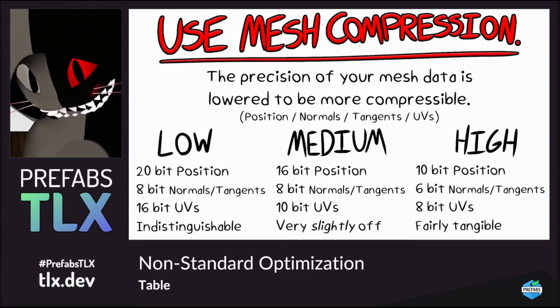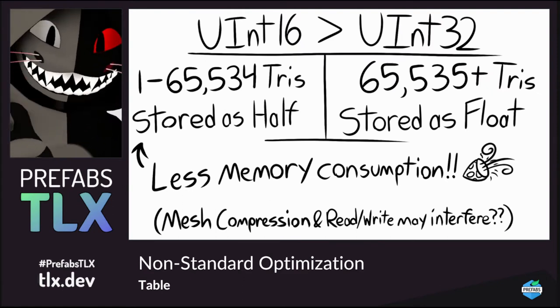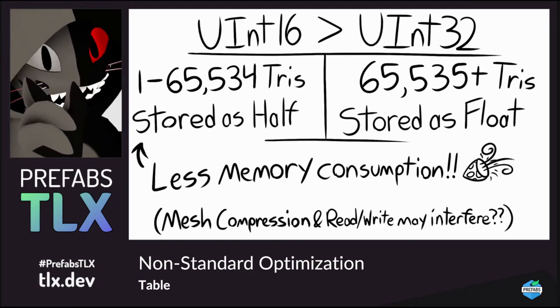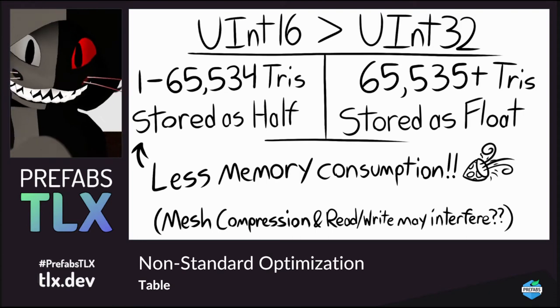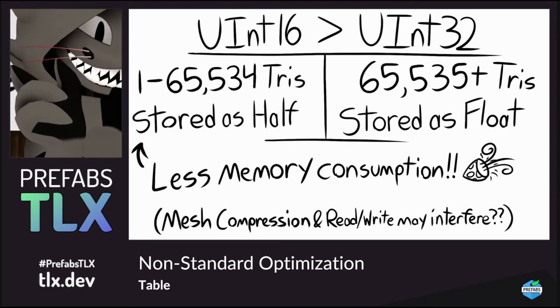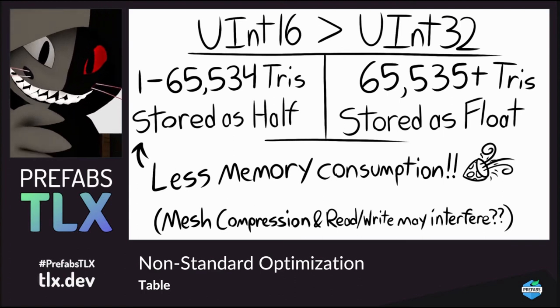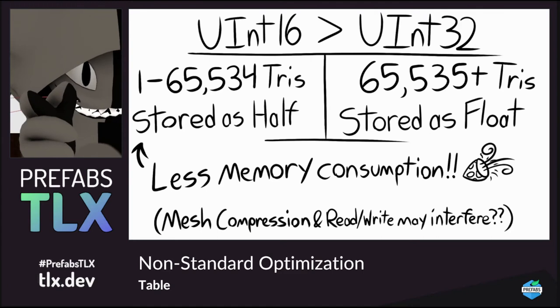Talking a little bit about the actual format you should be using for meshes, UInt16 is better than UInt32. If you have a mesh that is 65,534 tris or lower, you can store it as a UInt16. It'll be stored as halves instead of floats, which uses far less memory in some cases, and in most cases tends to be lower on file size. I'll get to that in a little bit.